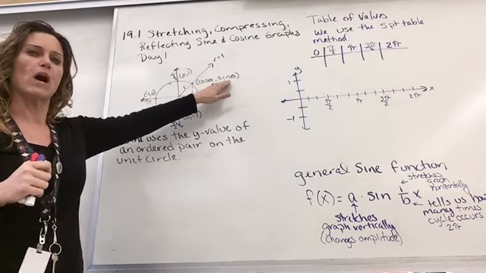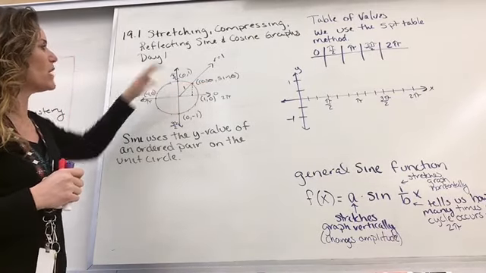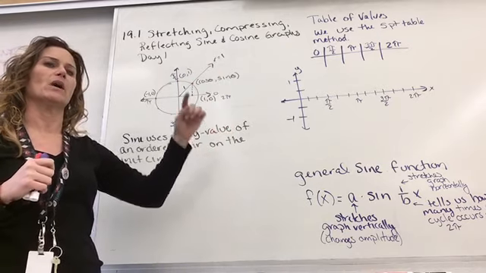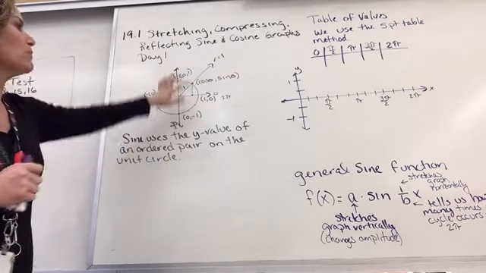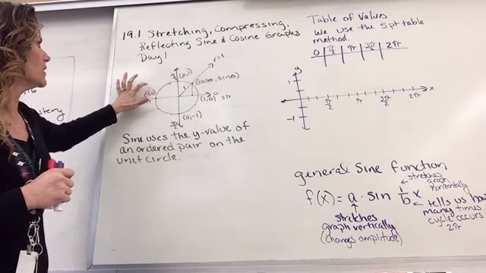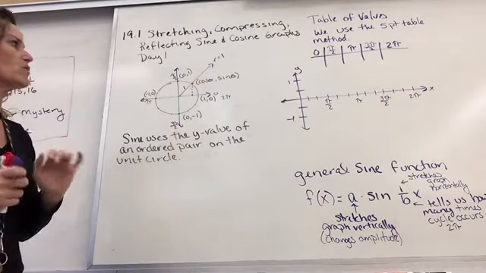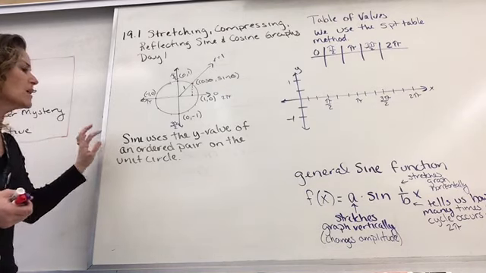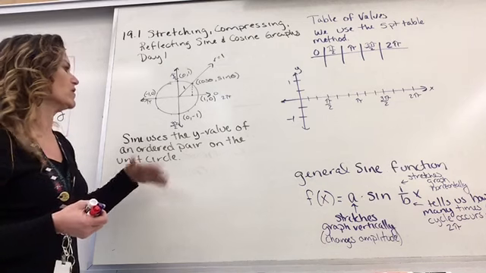Sine uses the y value. So it's like if we could stretch out the path of the ball and roll it around and have it hit a marker every time that y went up, we would be graphing these y values. Those are key important values. We call them the zeros and the mins and the maxes. Sine uses the y value of an ordered pair on the unit circle.